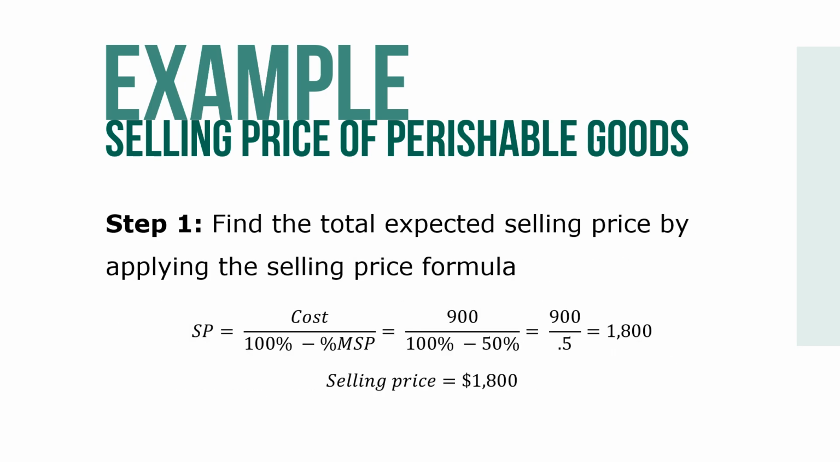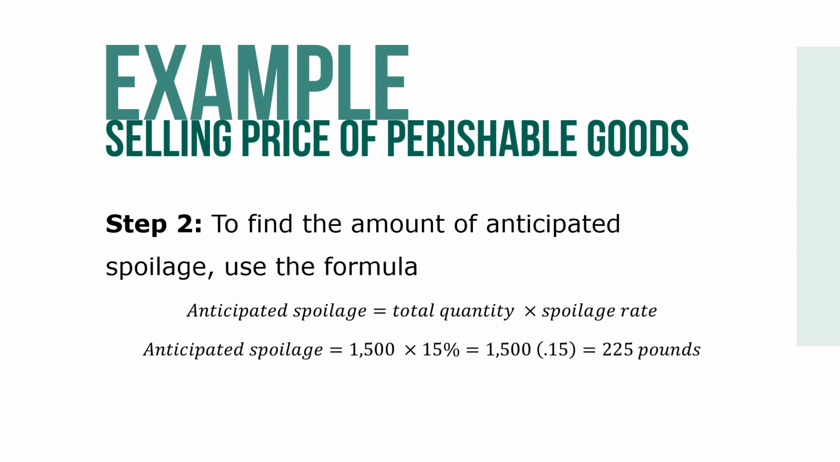Step 1. Find the total expected selling price by applying the selling price formula. SP equals cost over 100% minus percent markup based on selling price. In this case, that's equal to 900 over 100% minus 50%, or 900 over 0.5, equaling 1,800. That means our selling price is $1,800. To find the amount of anticipated spoilage, use the formula anticipated spoilage equals total quantity times spoilage rate. So our anticipated spoilage is 1,500 times 15%, or 1,500 times 0.15, to equal 225 pounds.